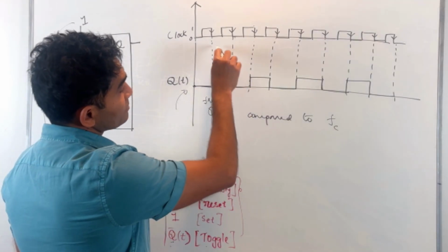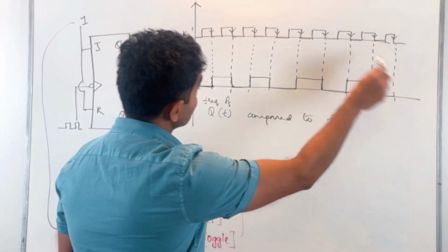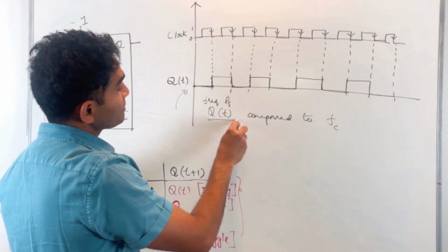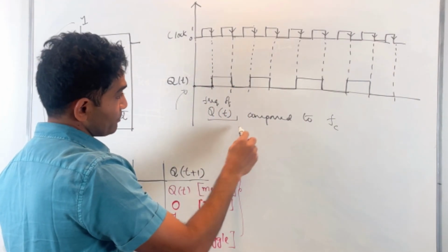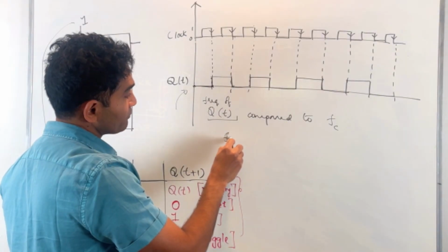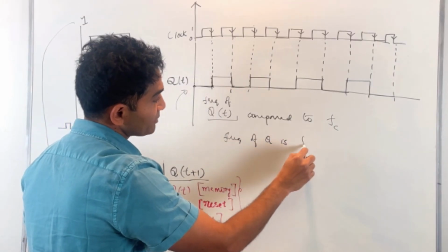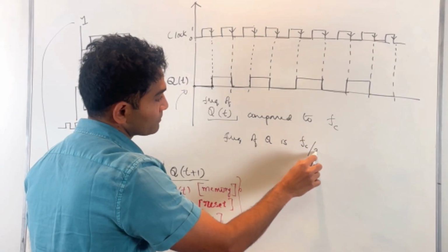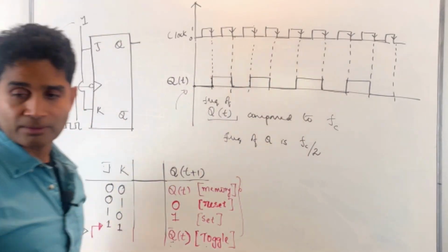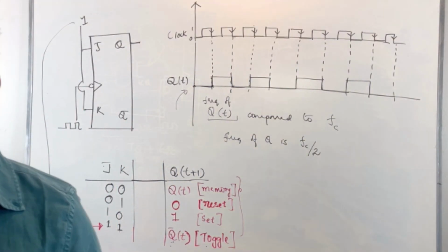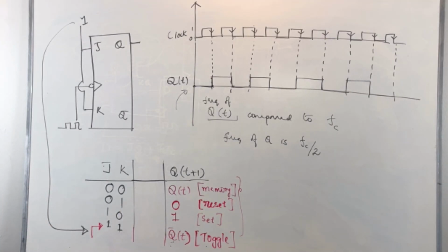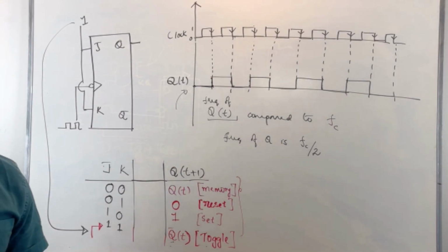You can directly observe from this diagram that in this particular situation, the frequency of the output of Q is essentially FC over 2, right? You can also think of this as a frequency divider. It's basically dividing the clock frequency by half.